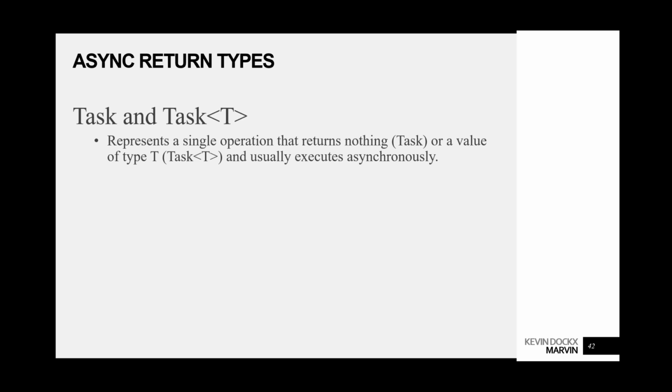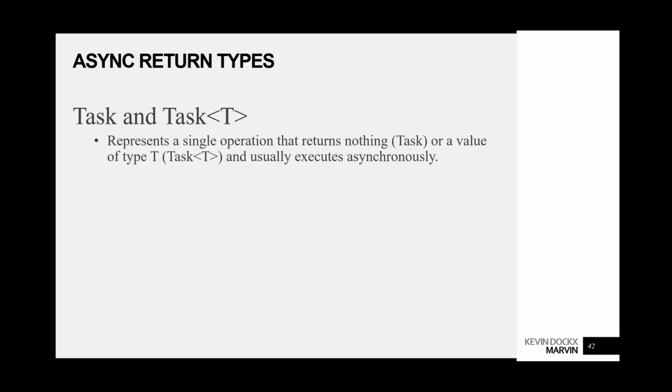There are a few possible return types for async methods. The most important ones for us are task and task of t. Task of t means that the result of the operation is something of type t. In our case, a book or an IEnumerable of book. A task doesn't have a specific result type. So what such a task represents is a single operation that usually executes asynchronously.